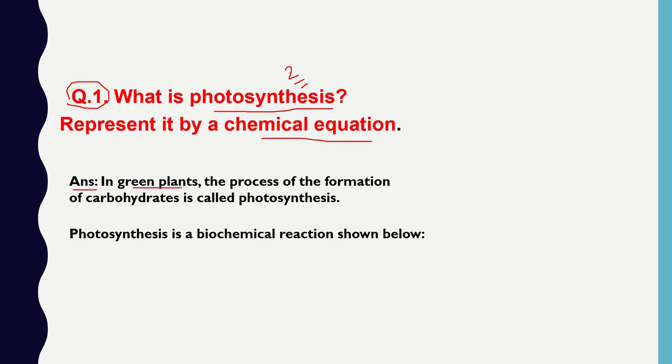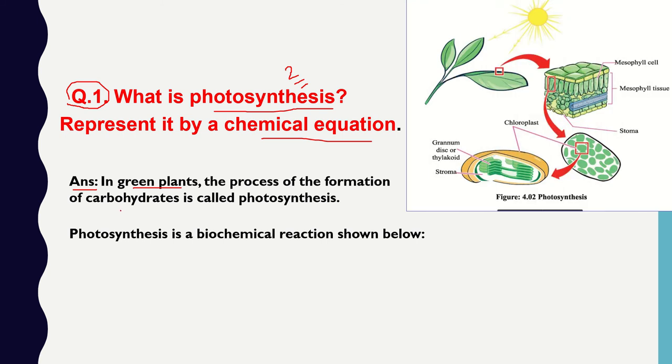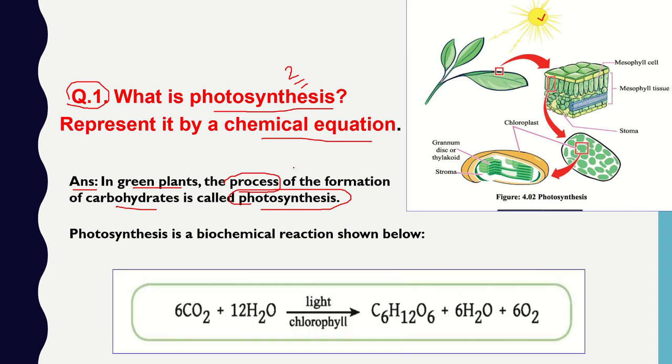In green plants, the process of the formation of carbohydrates is called photosynthesis. So this is a process, one kind of process, in which green plants produce carbohydrates from carbon dioxide and water in the presence of sunlight. So we also need to represent it by a chemical equation.